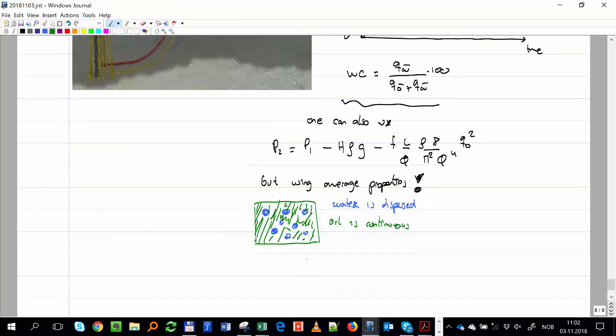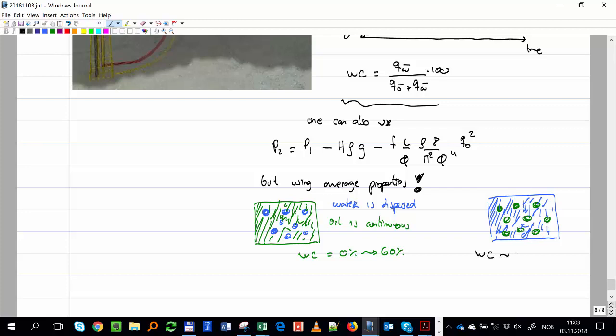Okay, and this is for water cuts from 0 all the way to around 60%. You have that distribution. And when you have the opposite, that water is a continuous phase and oil is the one that is in droplets, then the water cut is something between 60 all the way to 100.